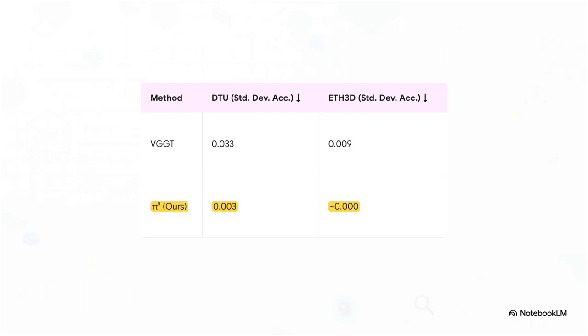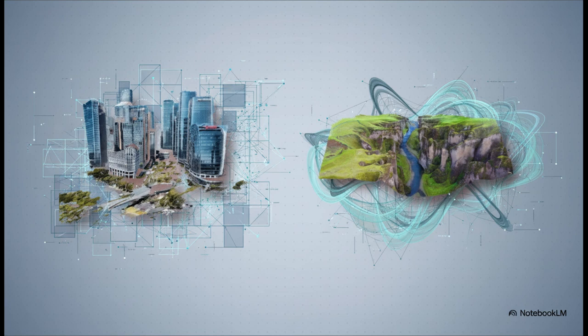But honestly, for me, this is the most important slide in the whole deck. This is the smoking gun. This table shows the standard deviation, the wobble in performance when you just shuffle the input images. Look at VGGT's numbers, 0.033, 0.009. Now look at Pi³. It's an order of magnitude lower on DTU, and on ETH3D, it's practically 0. This is the proof. This is what it looks like when you end the performance lottery. The model's rock-solid stable.